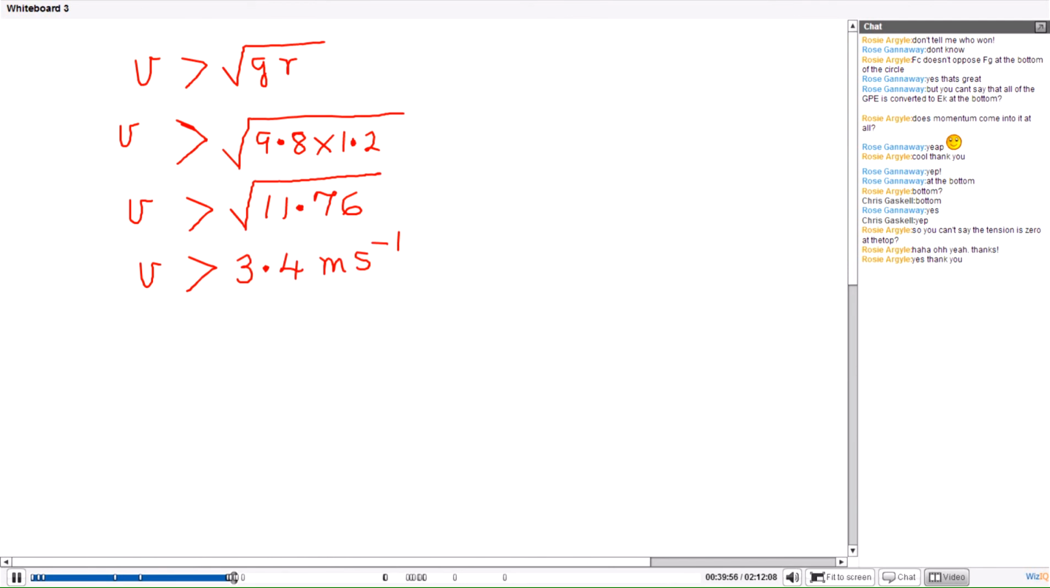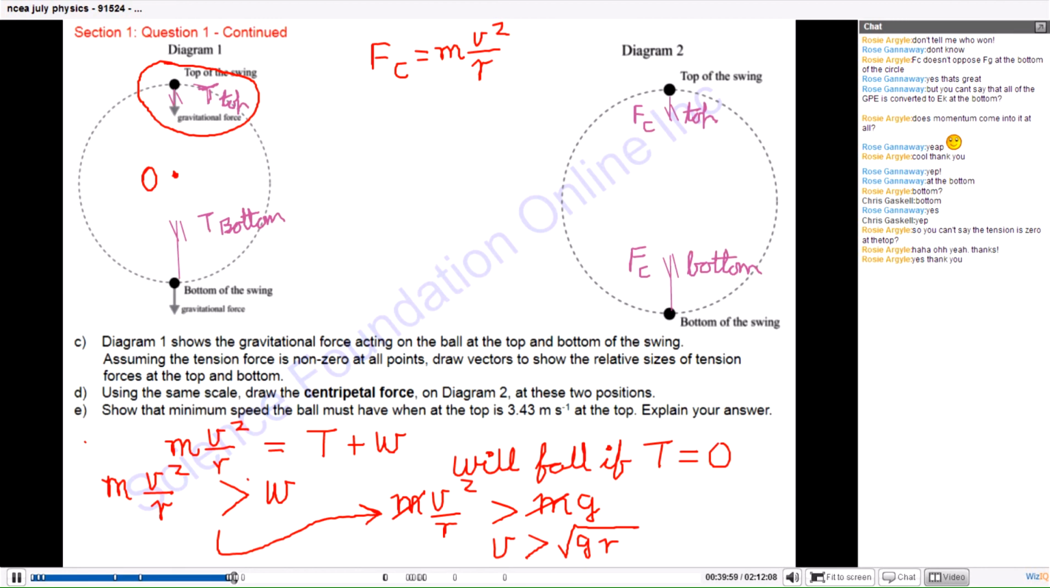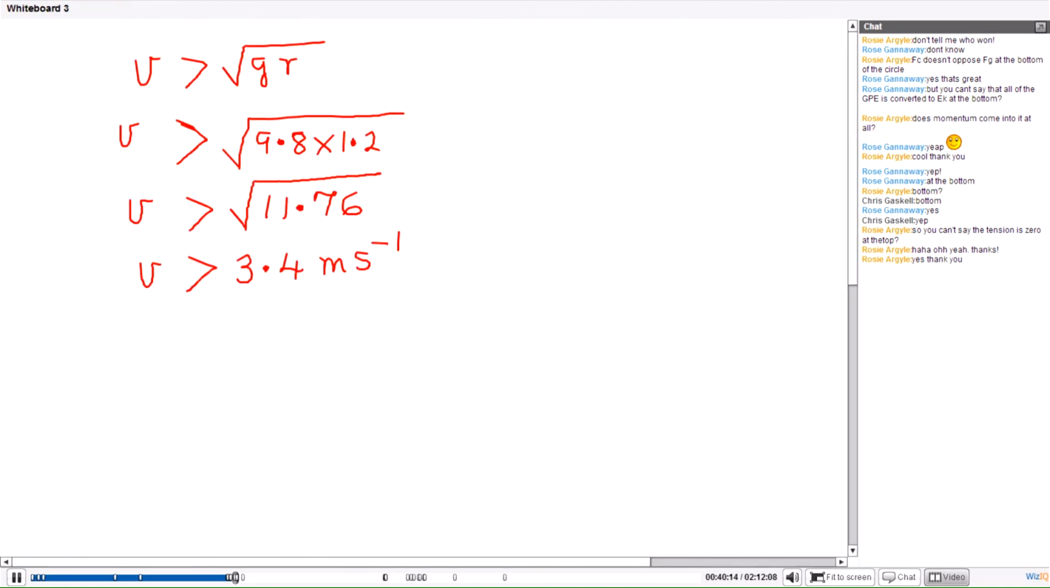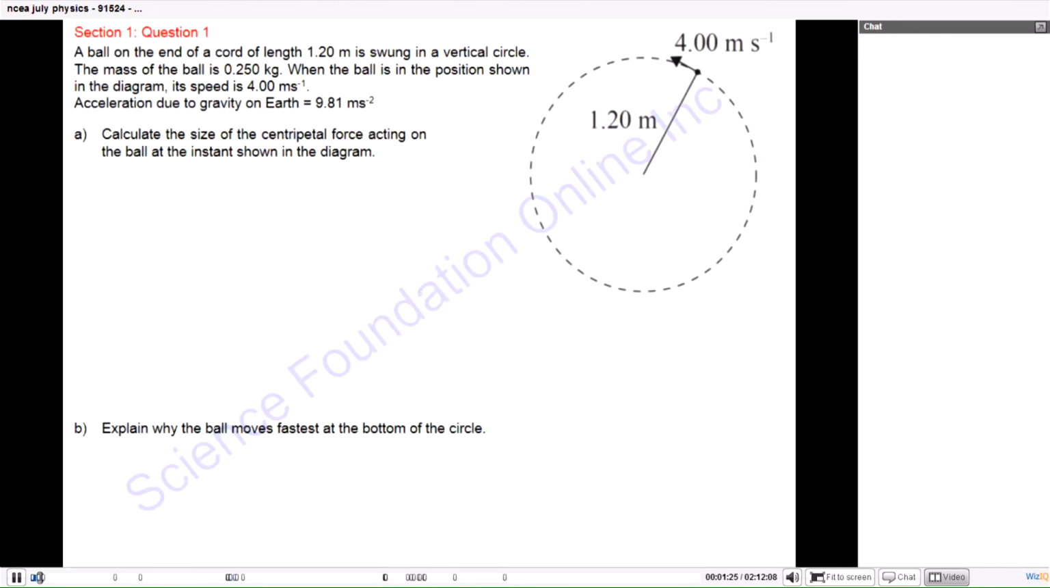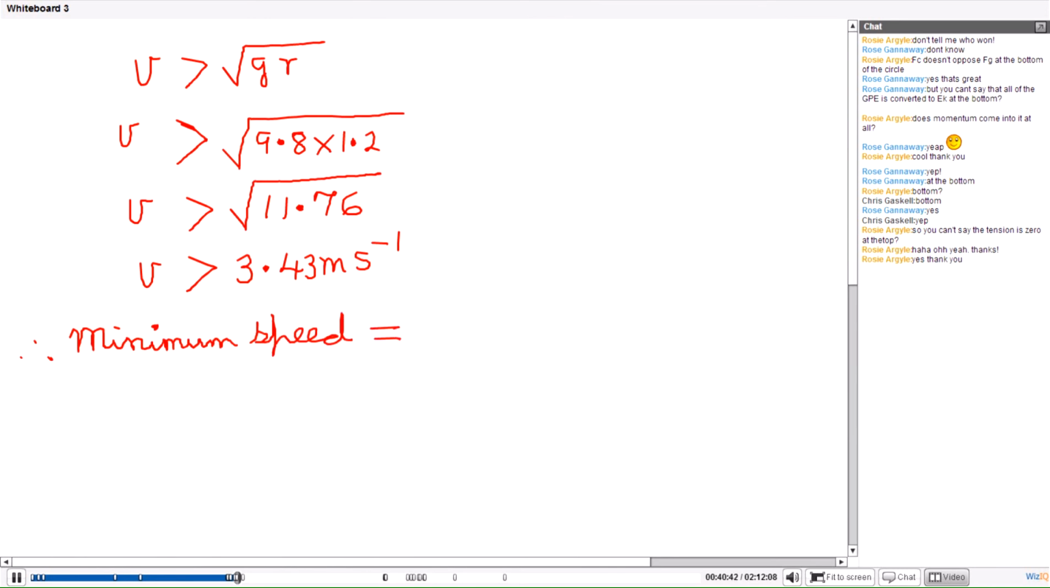So the question here said 3.43, which is what you get if you put that to three significant figures. Indeed, that's correct, 3.43 at the top. So the minimum speed is when that is equal to, so that's the limiting case, the next decimal place we include. So therefore the minimum speed is the equal-to speed. That's when it will just begin to fall down. We can say the minimum speed will be 3.43 meters per second.